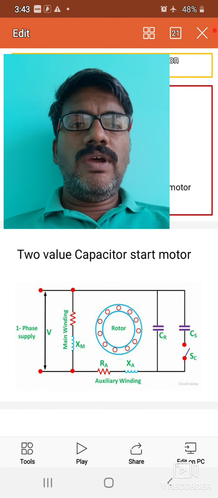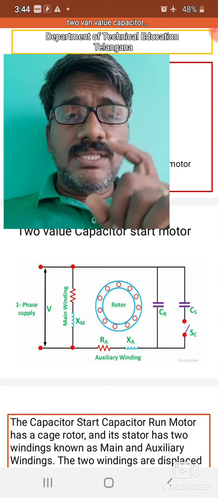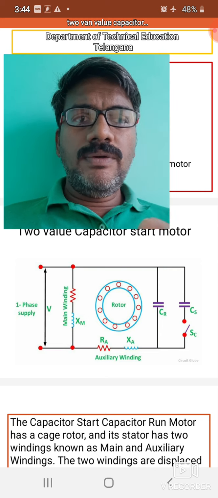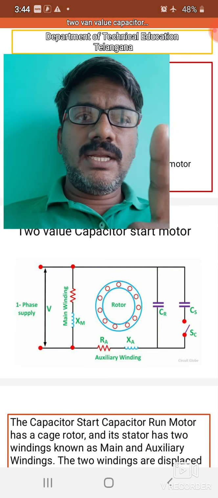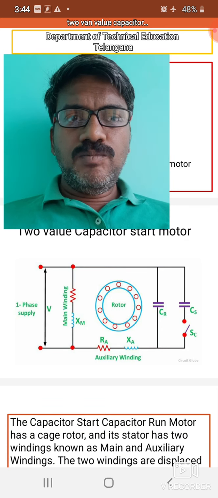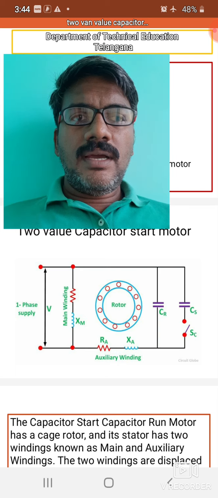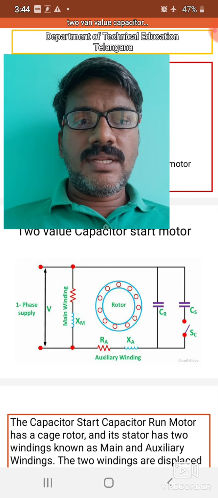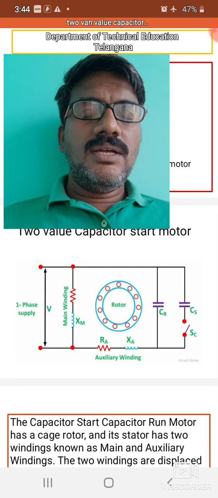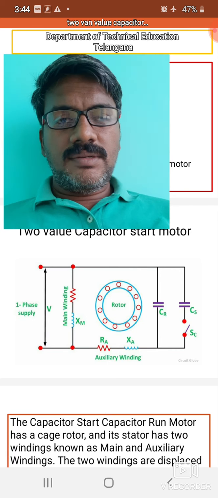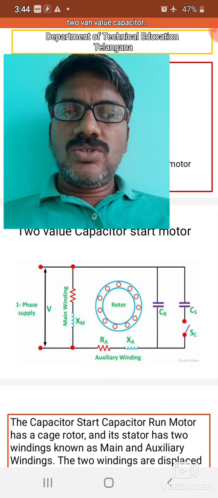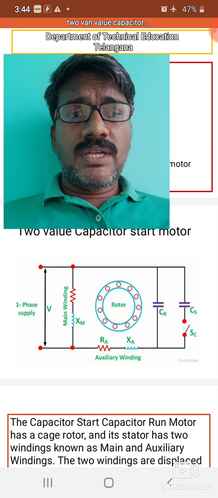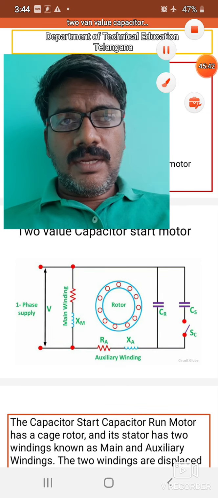So this is a two value capacitor motor. The very simple and basic thing is that two different values are used. One is the CS capacitor, used only for starting, and the CR capacitor is connected permanently in the circuit for running. In starting, high current is obtained and passes through CS because of its higher capacitance. In the running condition, CS is disconnected and only CR is connected. That's why we get high starting torque and high running torque, and a very smooth operation compared to the single value capacitor run motor, right?